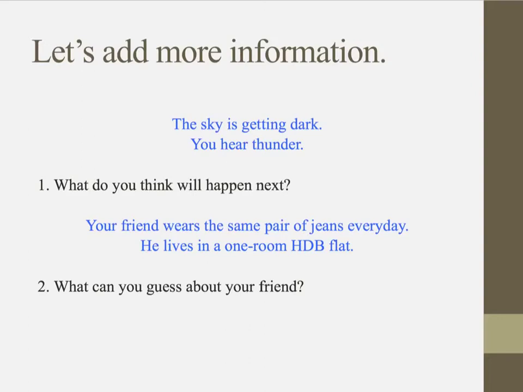So let's look at this one. The sky is getting dark, okay? Then maybe we add in a bit more information. You hear thunder. So what do you think will happen next? Maybe you can try guessing. If I say to you, your friend wears the same pair of jeans every day, it could be a variety of different reasons. He could be very unhygienic. Maybe he likes the same pair of jeans every day. But if I add some background information, oh, he lives in a one-room HDB flat, so what does that say about your friend then?